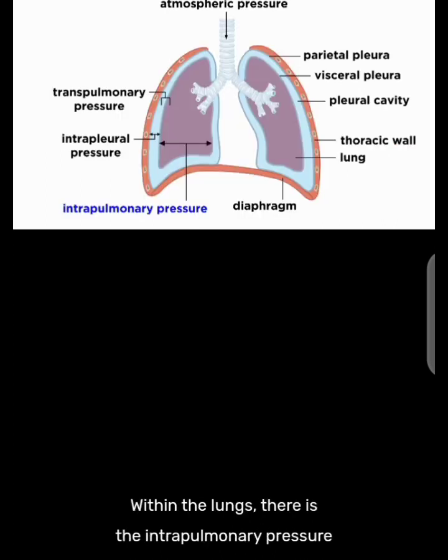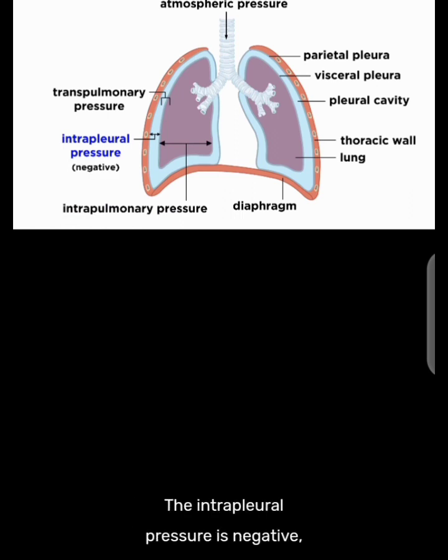Within the lungs, there is the intrapulmonary pressure, or the pressure in the alveoli, and the intrapleural pressure, the pressure in the pleural cavity that sits between the 2 pleurae. The intrapleural pressure is negative, which is what keeps the lungs open.